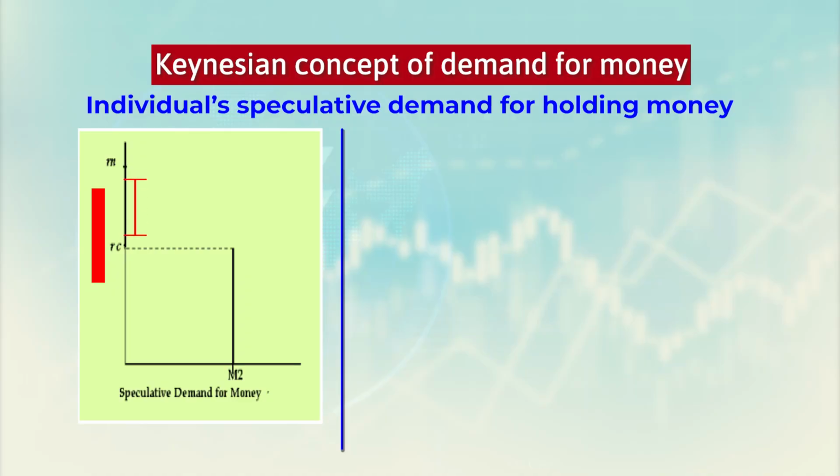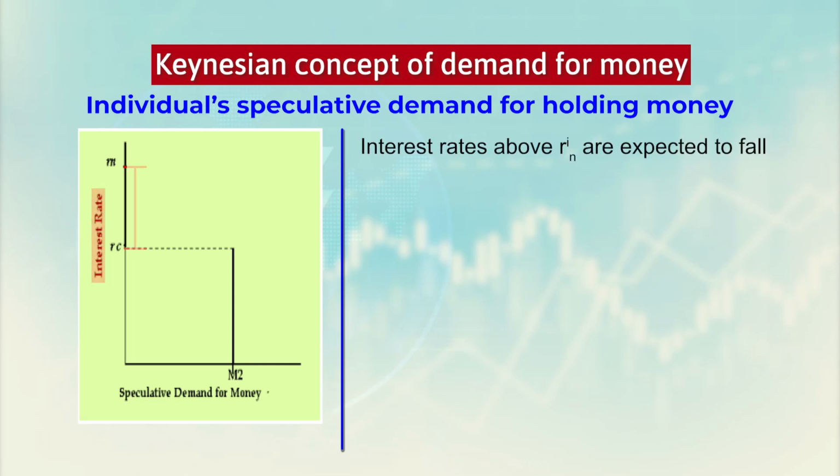Now, if the rate of interest is higher than Rc, what is going to happen? I'm expecting that the interest rate will fall. If the interest rate falls, then the bond price should increase. If that happens, then the speculative demand for money should not be more. In fact, if the interest rate is very high, people are not willing to buy bonds, people are not willing to do anything with money. Rather, it is better for the people to put this money in the bank.